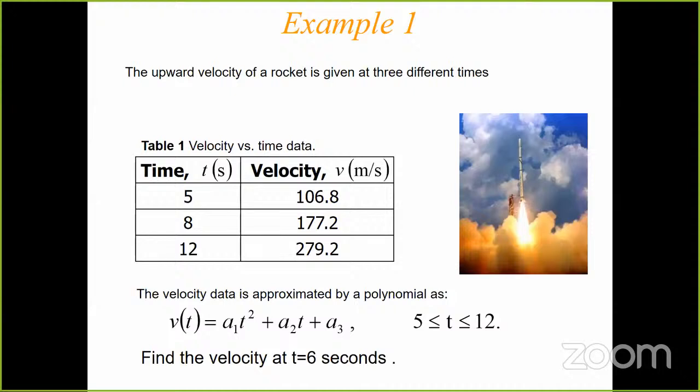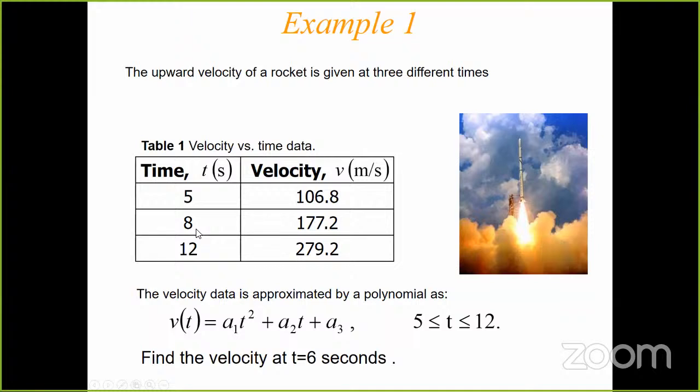A simple equation from classical mechanics: upward velocity, and how that velocity changes with time, one should know that. Here they have given it in the table. After 5 seconds from the launch, the velocity acquired by the rocket is 106.8 meters per second. Okay, fine, no issue.